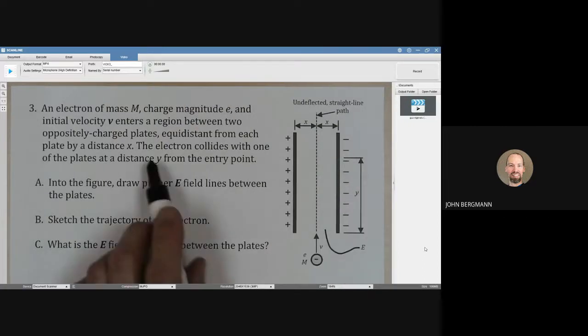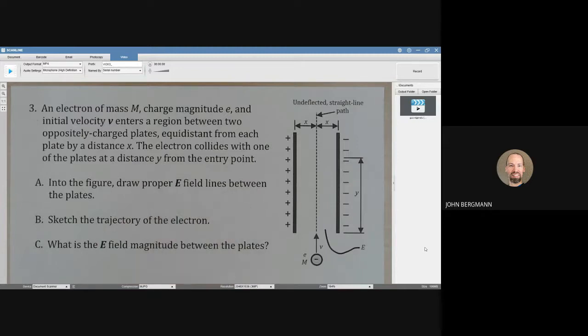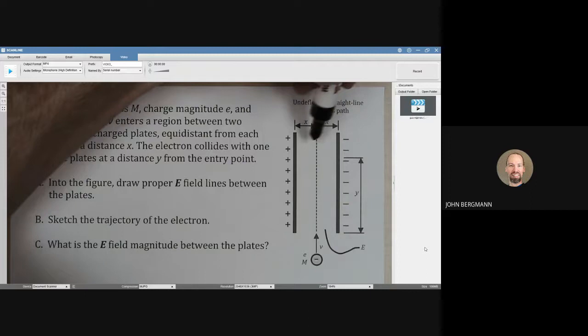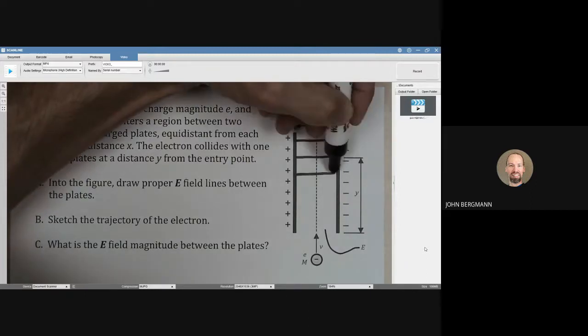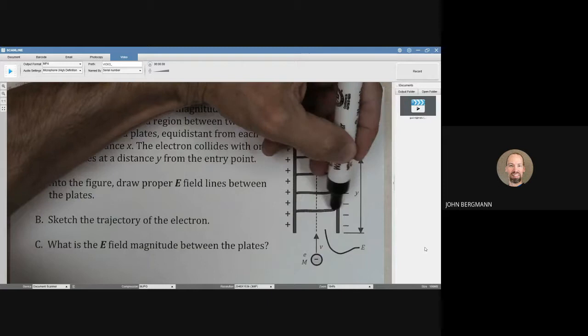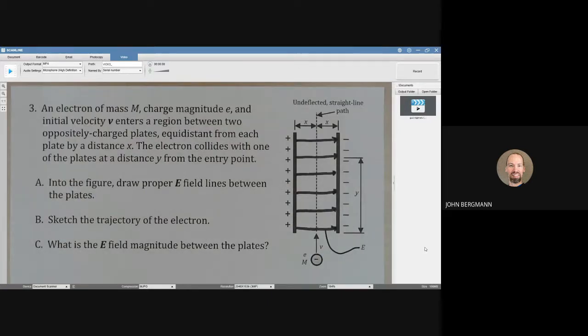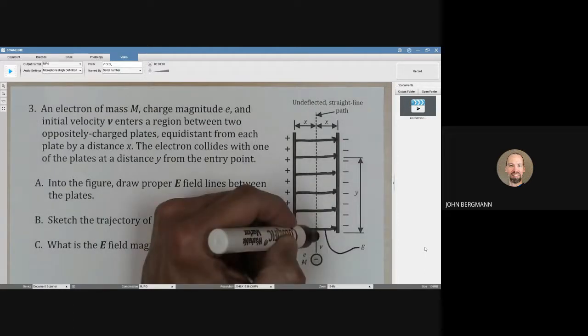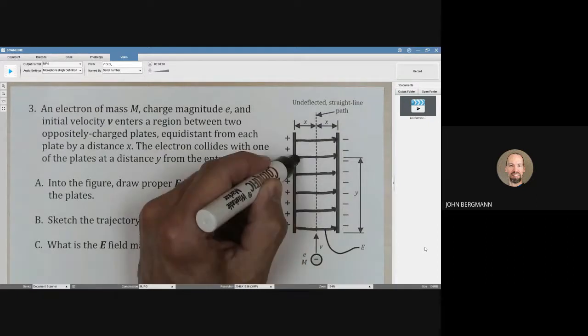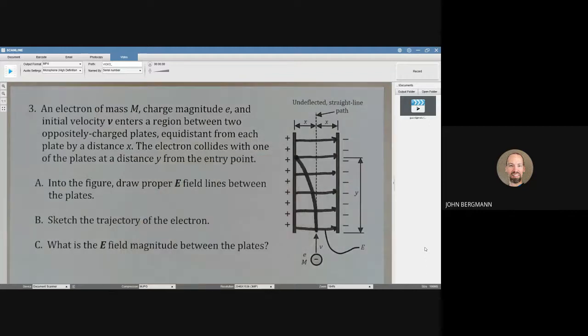And the electron collides with one of the plates at a distance y. So it doesn't make it all the way through. It collides right here with one of the plates. So let's draw electric field lines into this figure. Electric field lines go away from positives and towards negatives. And what would the trajectory of the electron be? Well, the electron is going to be attracted to the positive plate and repelled from the negative plate. So that electron, if it hits right here at a distance y, it's going to go boop, just like that.